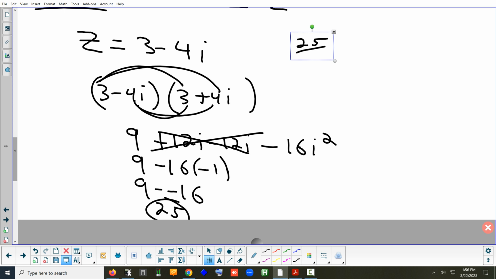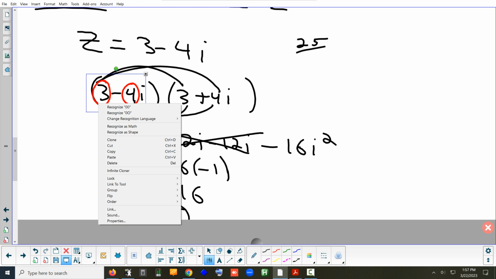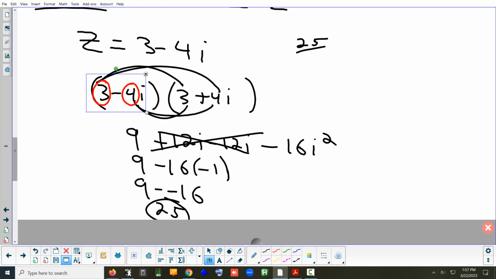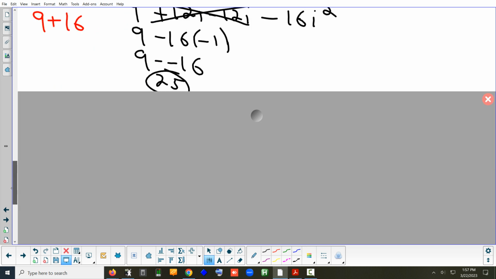And that's what I told you the answer would be. So the shortcut, all you have to do is look at that number and look at that number. If you take the first number I circled and square it, what does 3 squared give you? 9. If you take the second number I circled and square it, what do you get? 16. And then you add them together. So that trick only works if you're multiplying conjugates, but it is a trick I'll use going forward because it saves a little time. Okay, let's try another one.